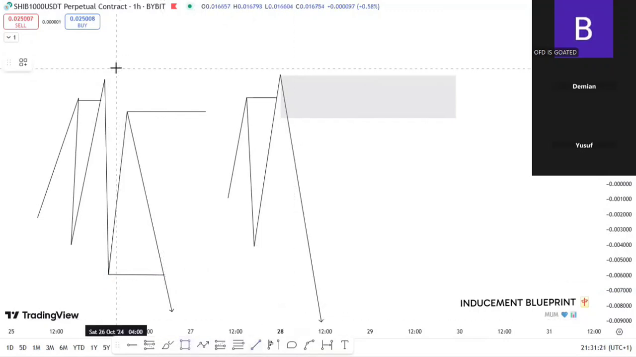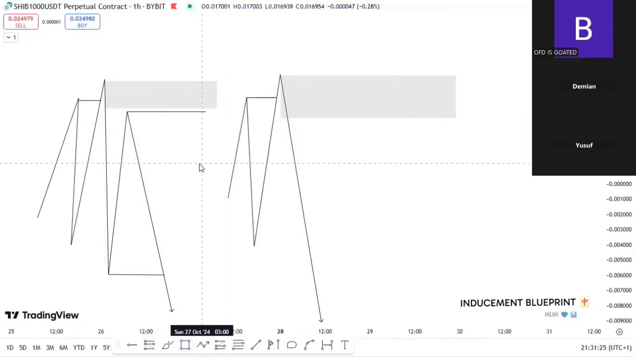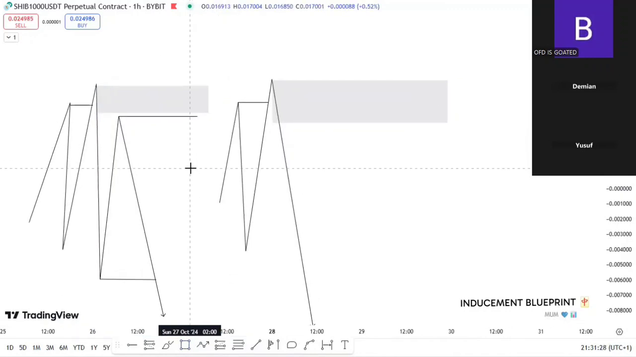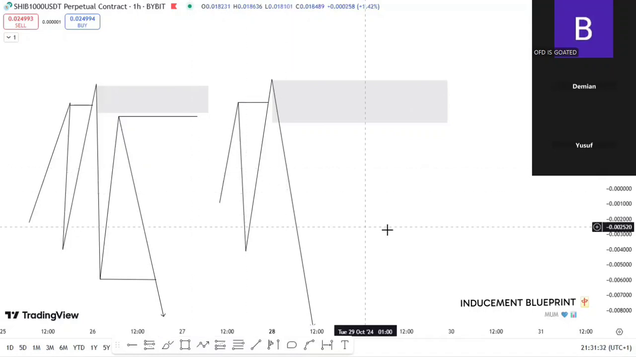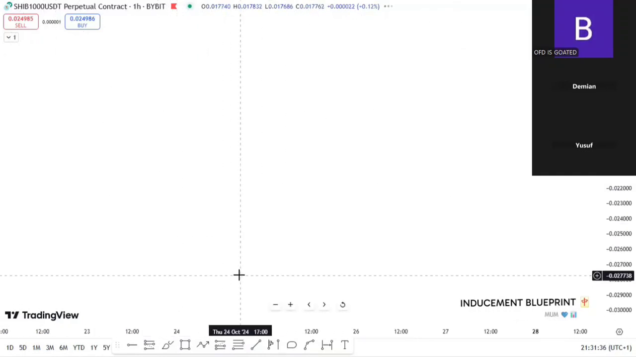So this is our supply zone. And mind you, all these are on the higher time frame. So this is for the supply zones. And then for demand zones, the same thing is also applicable, but the reverse is just the case.